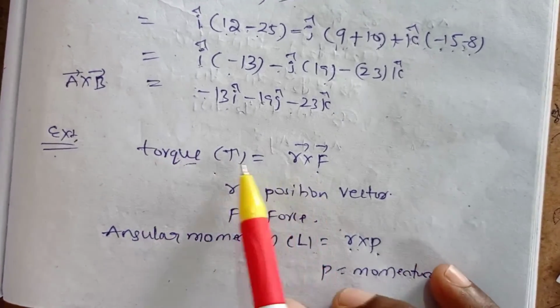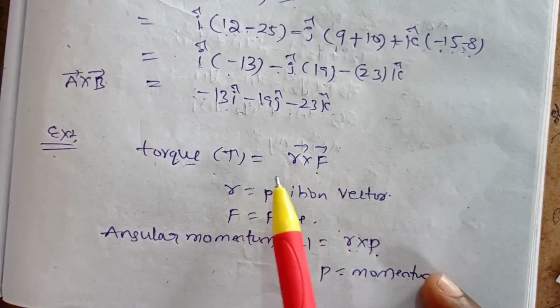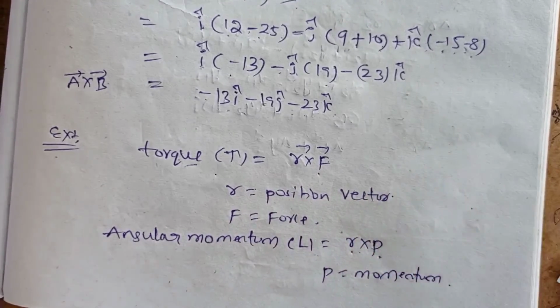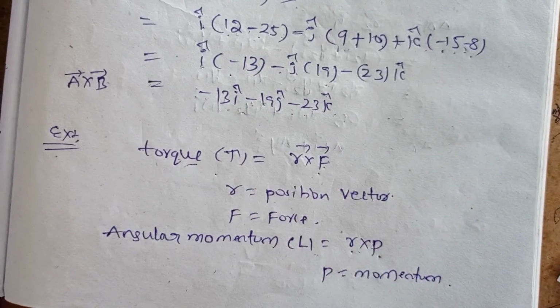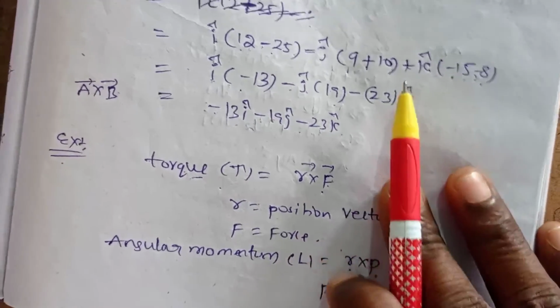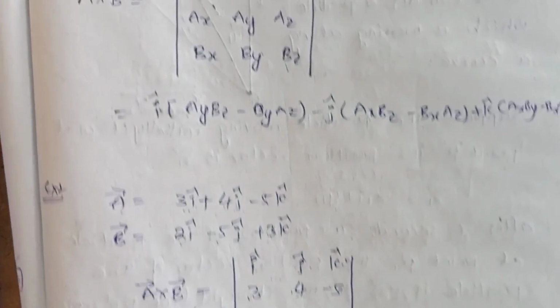Here torque tau is equal to R cross F. R is a position vector, also called the radius vector. F is a force. So this is the cross product of two vectors.